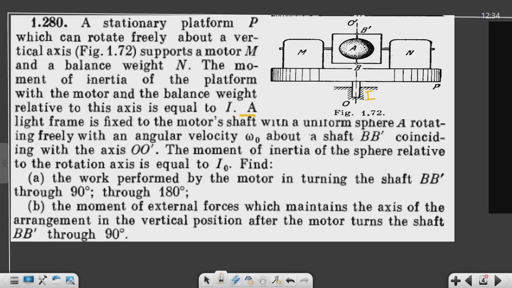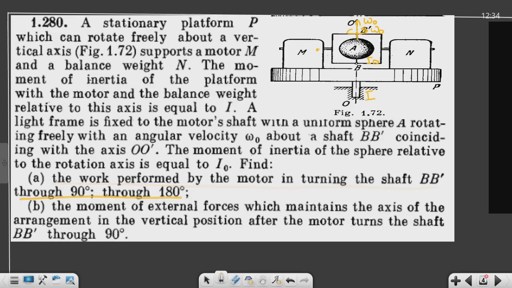A light frame is fixed to the motor shaft with a uniform sphere rotating freely with angular velocity omega naught about shaft VP. That means this sphere is rotating with angular velocity omega naught, and the direction will be this one. The moment of inertia of the sphere relative to the rotation axis is equal to I naught. I have to find out the work performed by the motor in turning the shaft VP through a 90-degree angle and through a 180-degree angle.